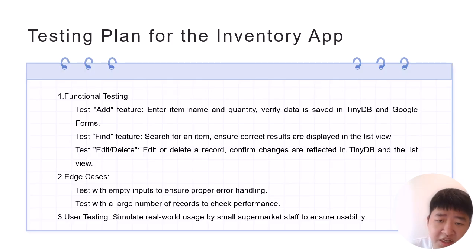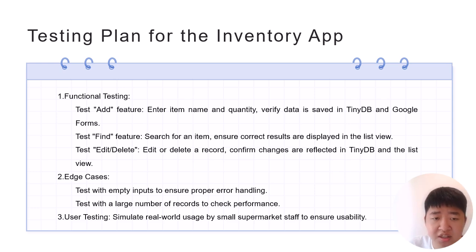On slide 6, I will explain the testing plan to ensure the app works correctly. We conducted functional tests to verify each feature. For the Add feature, we entered an item name and quantity, then checked if the data was saved in TinyDB and appeared in Google Forms. For the Find feature, we searched for the item and confirmed the correct result appeared in the list view.